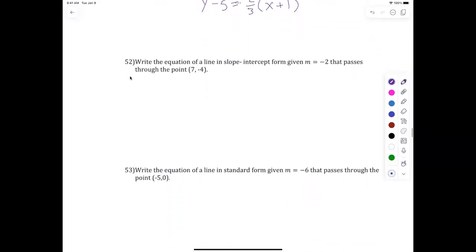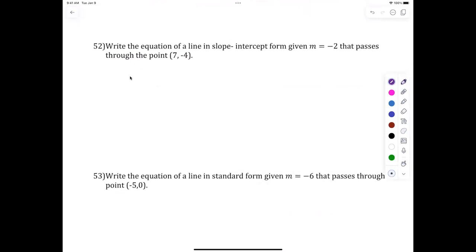Now 52 says write it in slope intercept. What is that slope intercept? Y equals mx plus b. So I taught you last year, it's much easier to do point slope and then convert point slope to slope intercept. So everybody write in point slope first. What is point slope? Y plus 4 equals -2 parentheses x minus 7. Now we would be done if this was question 51, but we're writing it in slope intercept. So now we just distribute and subtract 4.